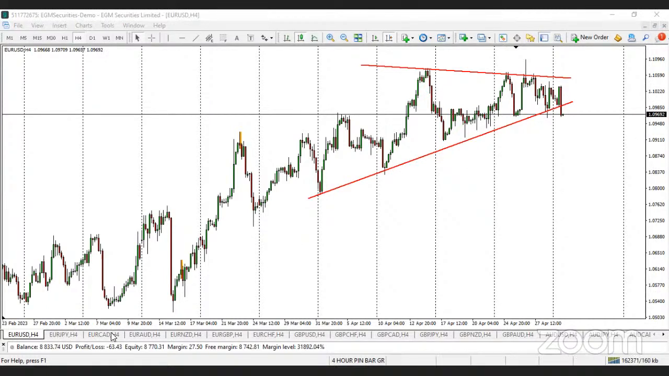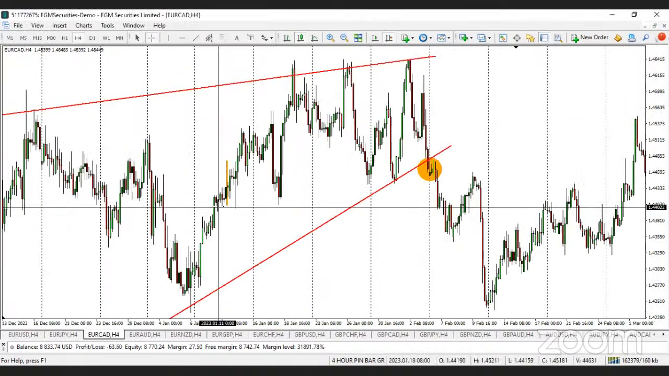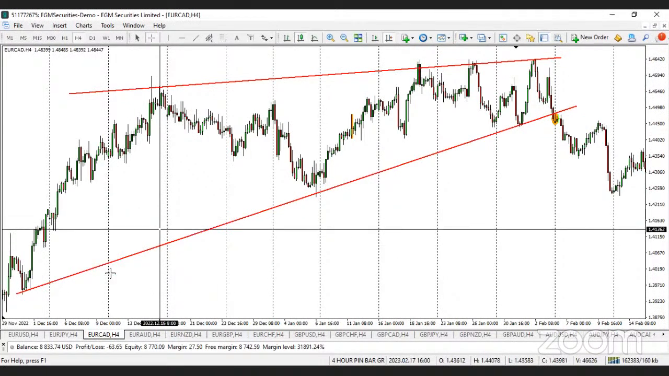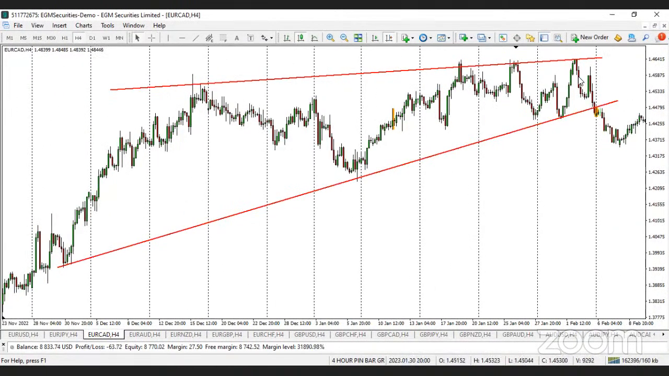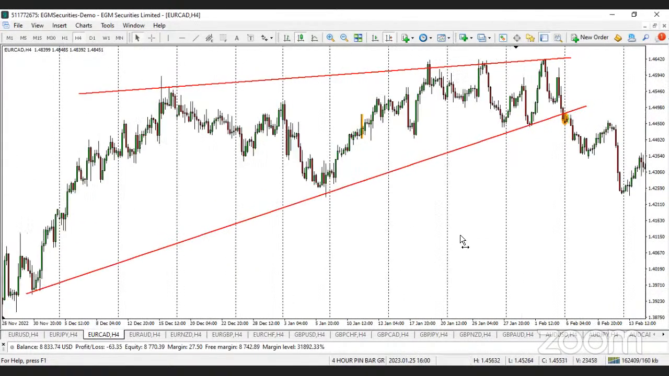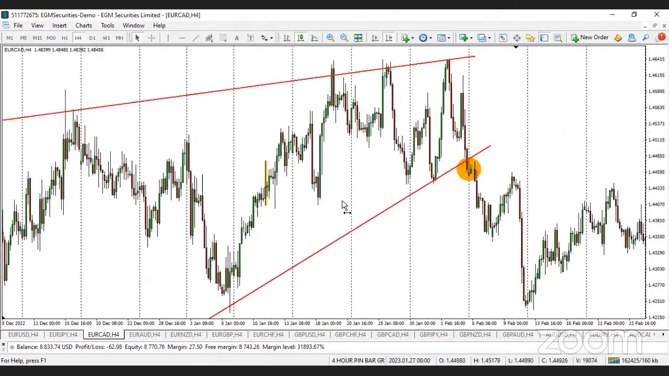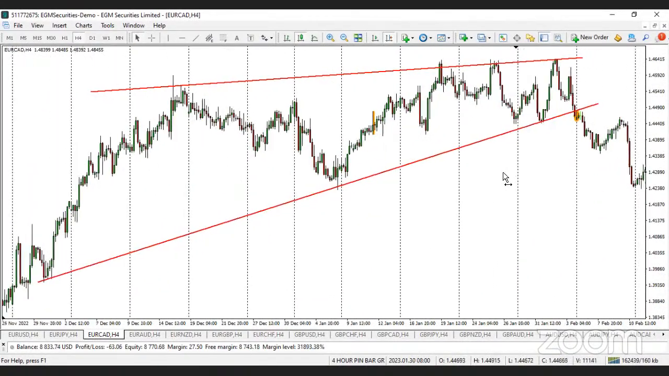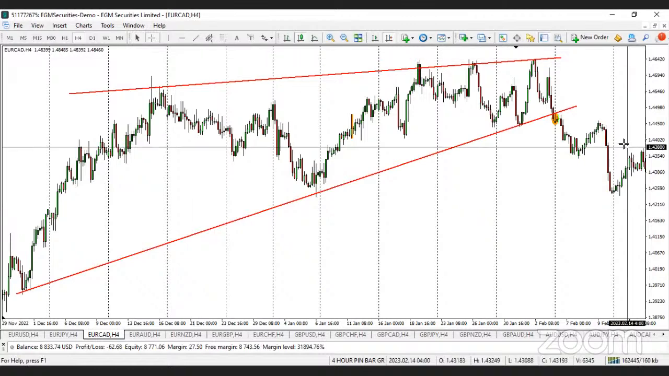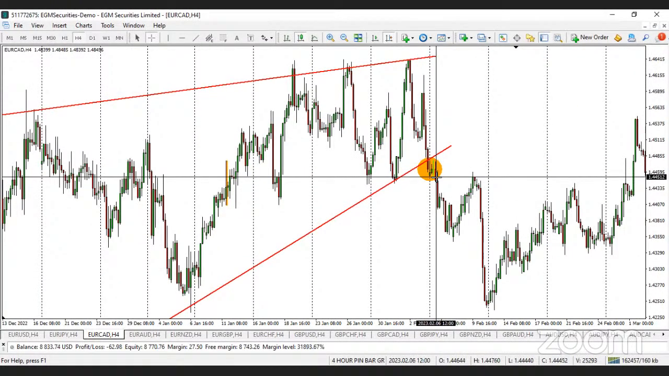Then if you look at Euro Canadian dollar, in the recent past we've had a formation of a rising wedge as well. So this is quite clear cut, and this was a reversal. Although that momentum was not sustained for long, at the point where the market broke the lower trend line, we could have obtained an entry for a sell.